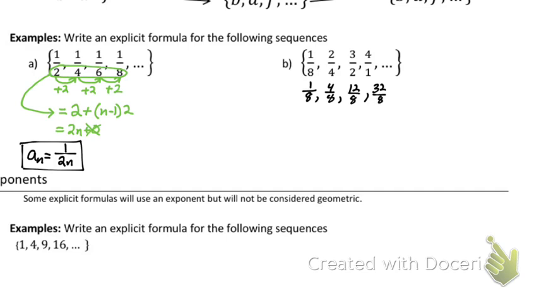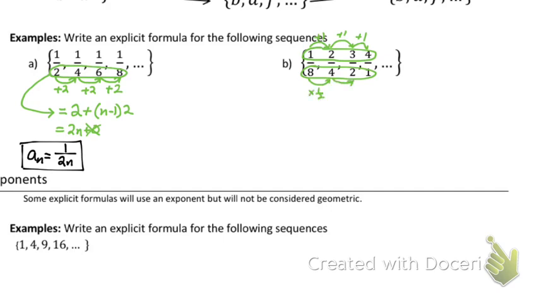So it doesn't quite work out that I have a geometric or arithmetic if I do that. So then I go back to the drawing board and I look at my numerator and denominator. My numerator goes 1, 2, 3, 4. Well, that's arithmetic. That is plus 1, plus 1, plus 1. And in my denominator, to get from 8 to 4, I'm dividing by 2, which is really multiplying by 1/2.